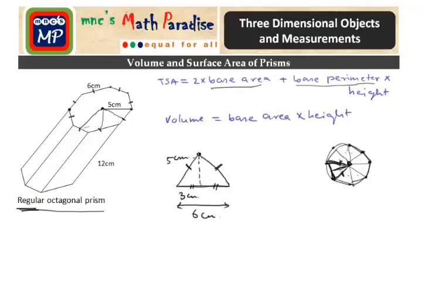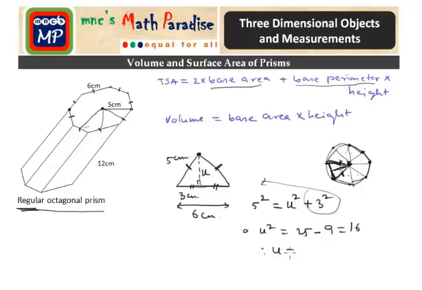So now if we consider this height as u, and this is a right angle, so this is the hypotenuse. Using Pythagoras theorem, hypotenuse square will be u square plus 3 square. So from here we will get u square equals 5 square, which is 25, minus 3 square, which is 9, which is 16. So u square is 16, so we get u equals 4 cm. So this height is 4 cm.